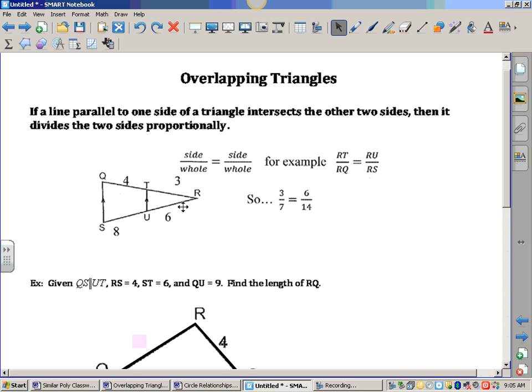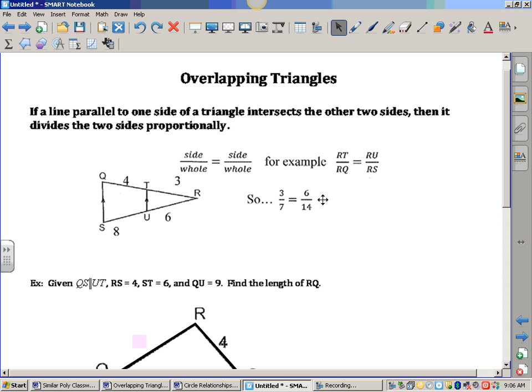And the same thing is true for this side of your triangle. 6, which is the smaller of triangle RUT, this guy over here, over the 14, which is the side of the bigger triangle, which was 6 plus 8. And then you would reduce and make sure that they're in proportion, and you do get 3 over 7 is equal to 3 over 7.